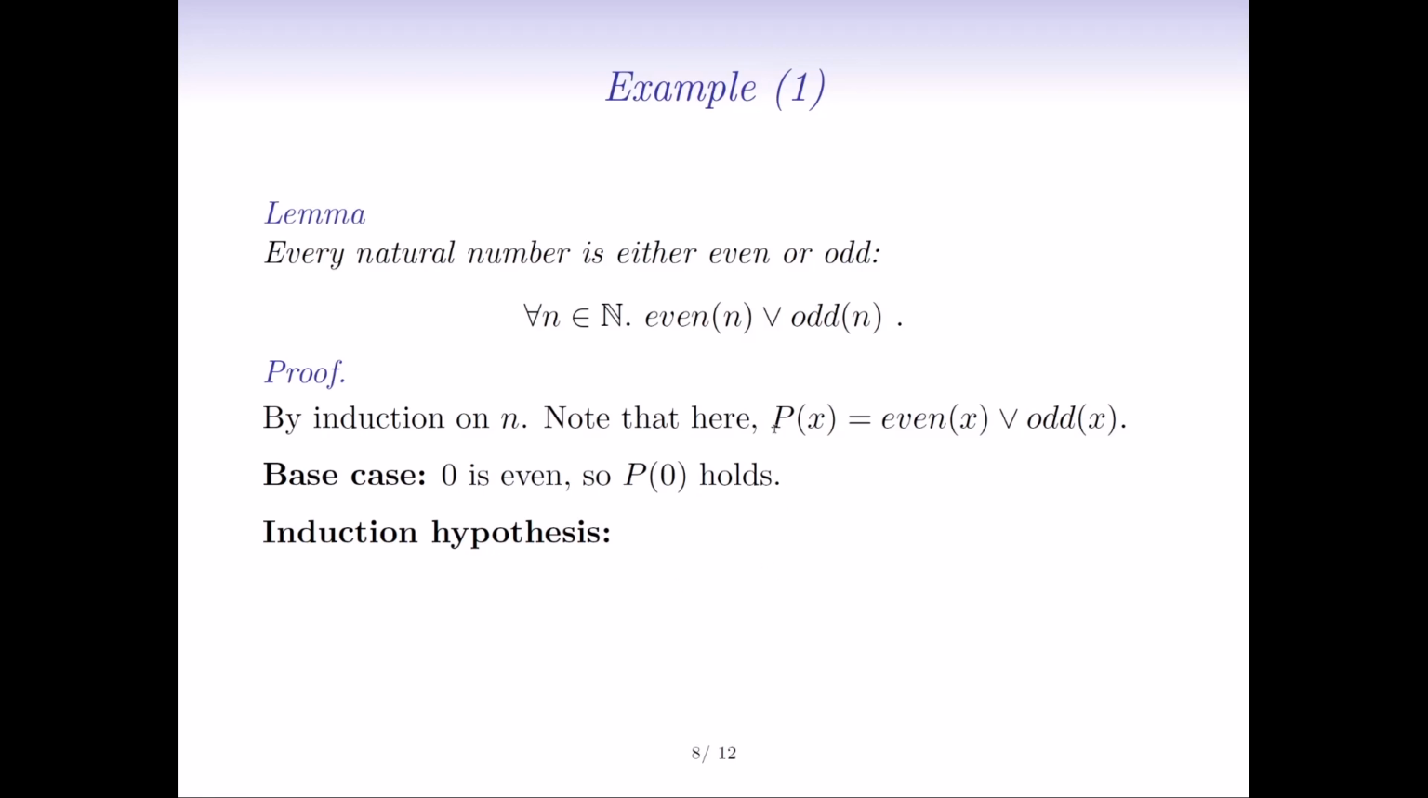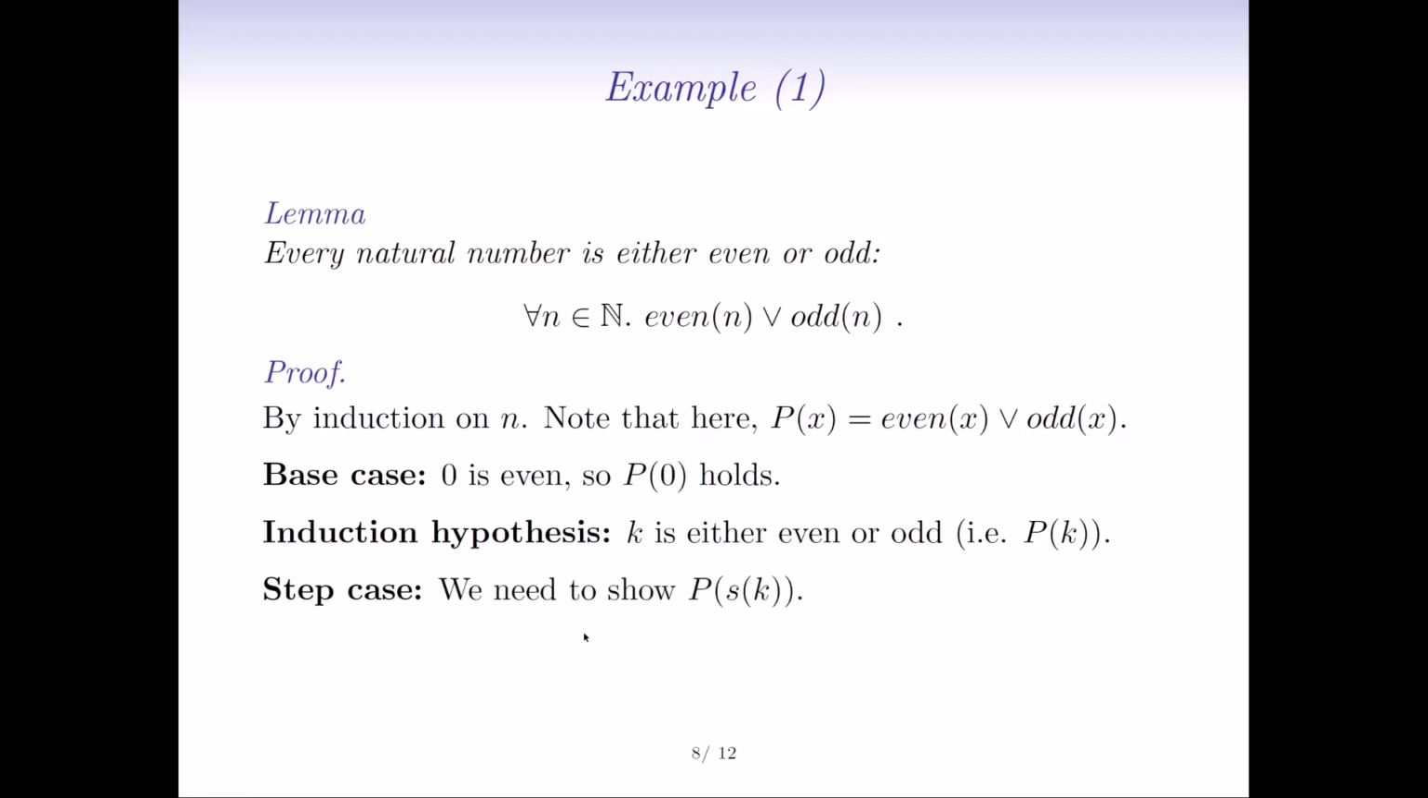Just by substitution again, P of k is even k or odd k. So let's assume that k is either even or odd. That's exactly what P of k says. Now what we have to show is that the successor of k is then either even or odd as well. So the step case is we need to show P of S of k, and that means showing that S of k, the successor of k, is either even or odd.